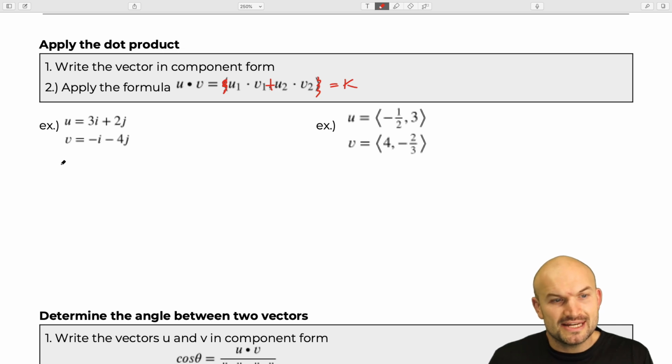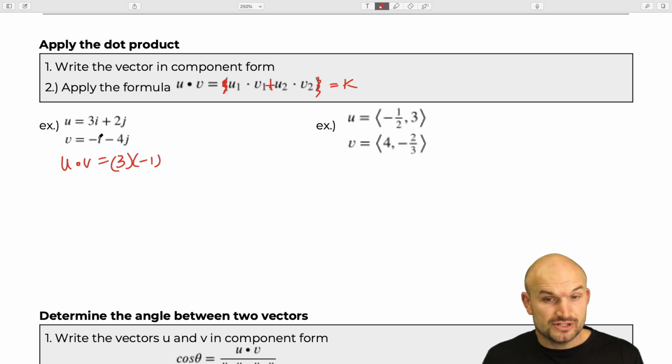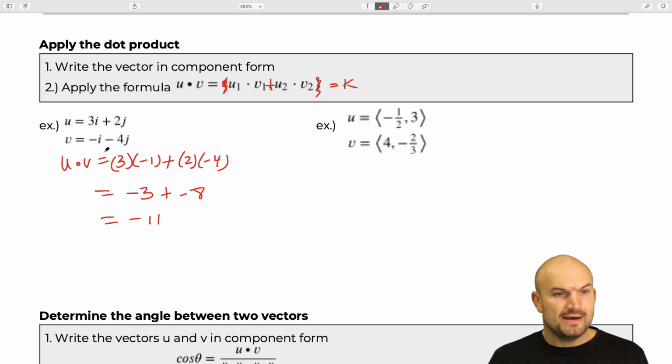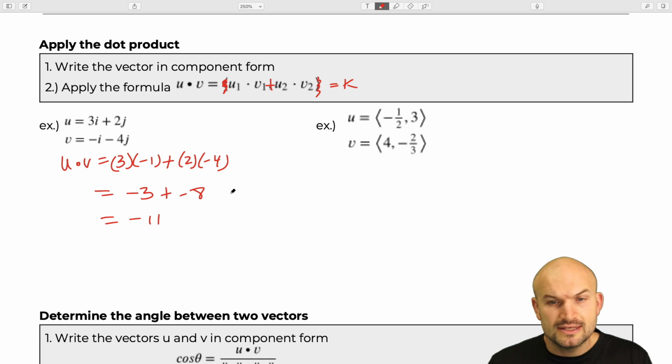Okay, so in this case, my u dot v is simply going to be 3 times negative 1, right? So that's the coefficient of my i here. And I'm going to add that to a 2 times negative 4. So therefore we have a negative 3 plus a negative 8, which is going to equal a negative 11, okay? And basically what that means, if you take your original vector u, you can see we're going in the opposite direction. Or the scalar is going to have that negative.